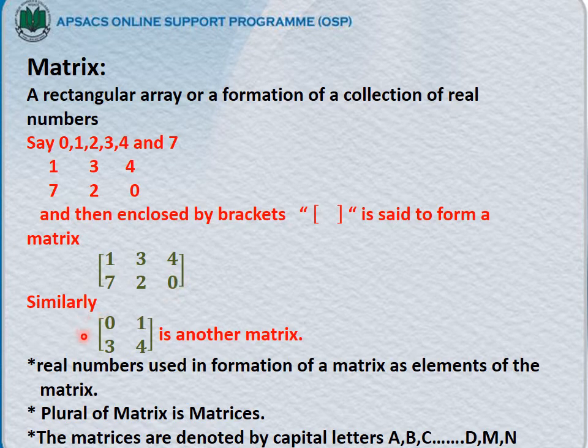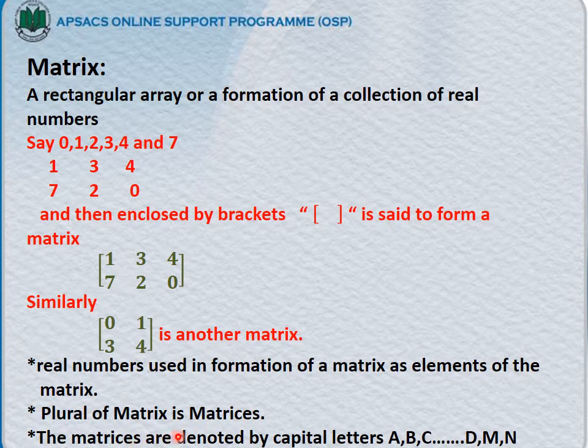Similarly, this is also a matrix. These are entries and these entries are enclosed by these brackets. So this is another example of a matrix. So a matrix is an arrangement of numbers when we arrange numbers horizontally and vertically. Real numbers used in the formation of a matrix are the elements of the matrix. So these are the elements of a matrix. The plural of matrix is matrices.